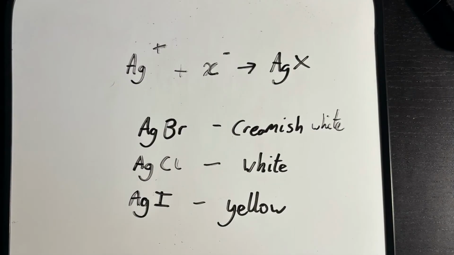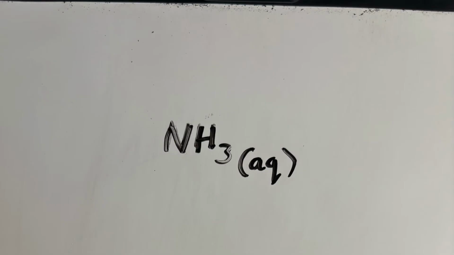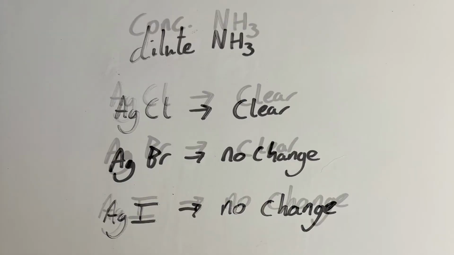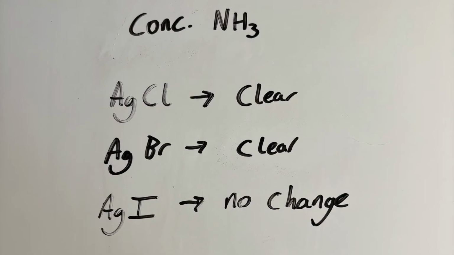Now, back to the silver test. Silver halides will make different color precipitates depending on the halide used. And you can see the colors here, and this is something you'll need to memorize. Now, white and cream can be very hard to distinguish, and you can use ammonia to help you with this. Now, dilute ammonia will help you distinguish chlorine from the others. And concentrated ammonia will help you distinguish iodine from all the others.